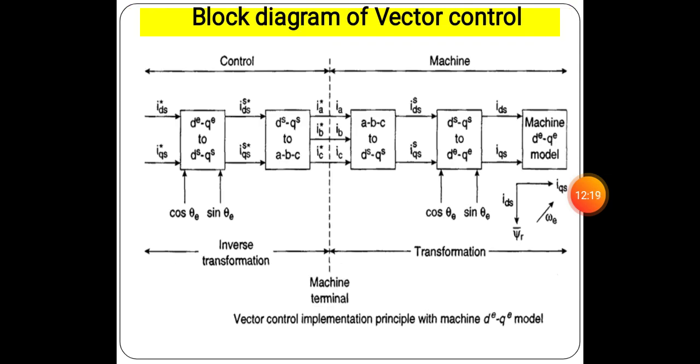Now this is finally the basic block diagram to implement the vector control method. According to this block diagram, we can explain the vector control method, how to implement it actually. In this block diagram there are two parts.